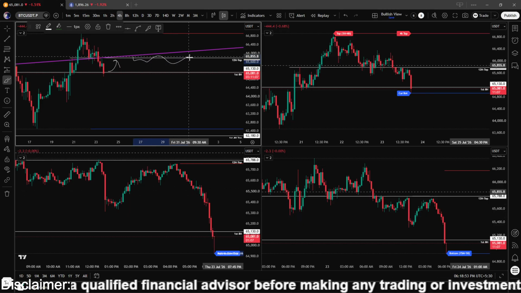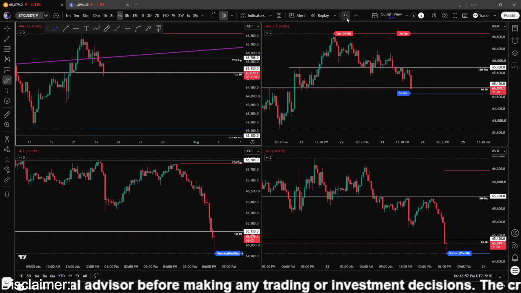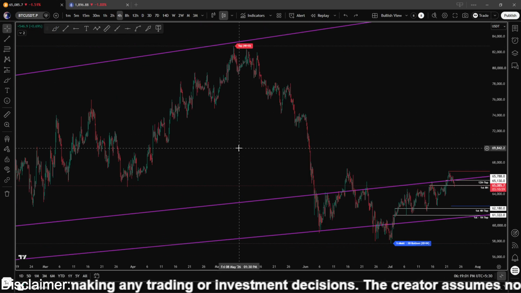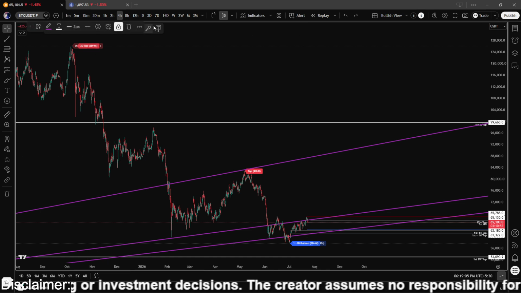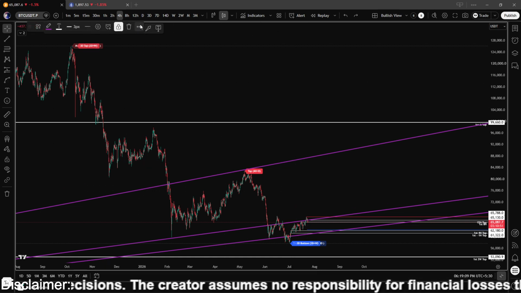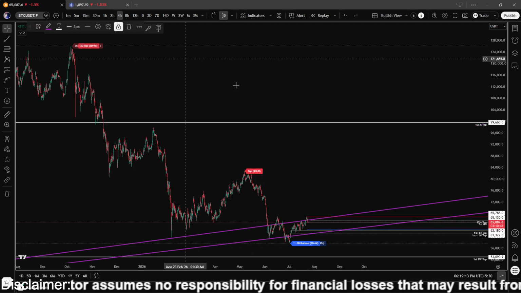This is the 12-hour top. Price will try to break this top, and at the same time we also have yet another level, which is this one. Let me just hide all these things. Hide. Come on. This one, not this one. Okay, I'm just going to hide it for now.